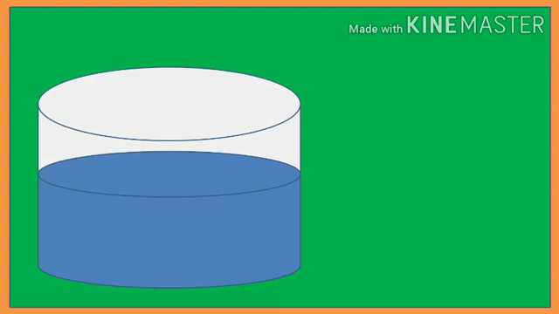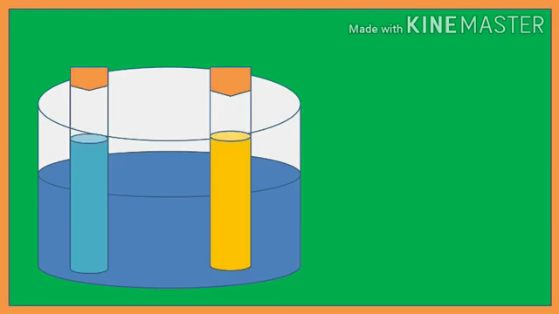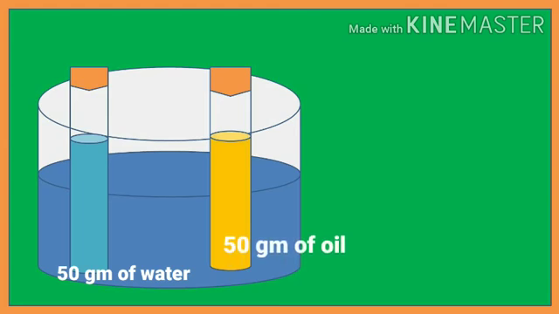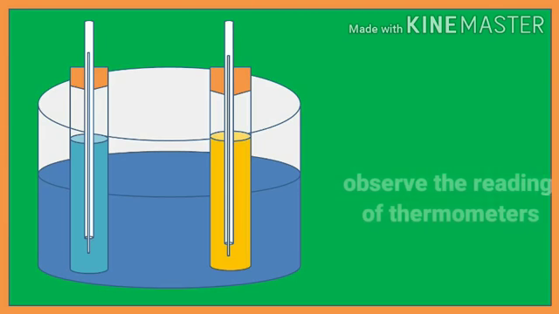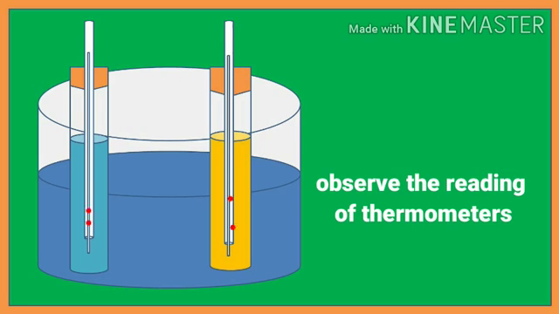Take a large jar with water and heat it up to 80 degrees centigrade. Take two identical boiling test tubes with single-holed corks. One of them is filled with 50 grams of water and the other with 50 grams of oil, both at room temperature. Insert two thermometers through the holes of the corks, one each into the test tubes. Observe the readings of the thermometers every 5 minutes and note the readings.